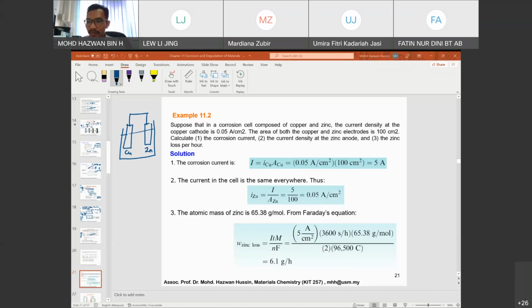Next, I just want to check with Nur Anis. Nur Anis. Anis Afrina. Yeah, Anis. Between copper and zinc, which one will be anode, which one will be cathode?